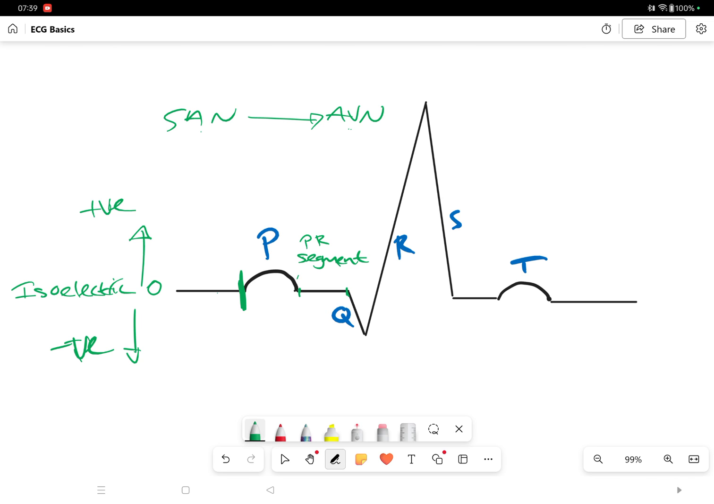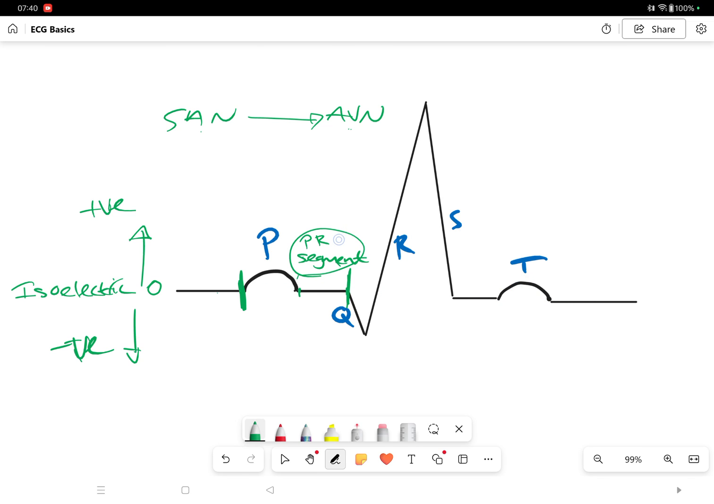Axis deviation may be due to, for example, left ventricular hypertrophy, whereby the left ventricle is larger than it should be and therefore pumps harder, and therefore it actually causes a rotation about its axis, the heart's rotation axis, and therefore you get what we call axis deviation. Going back to this, the AVN: where does the AVN appear? The AVN can be represented from this part over here. So the PR segment represents the isoelectric line. This represents the baseline by which we measure all deflections.